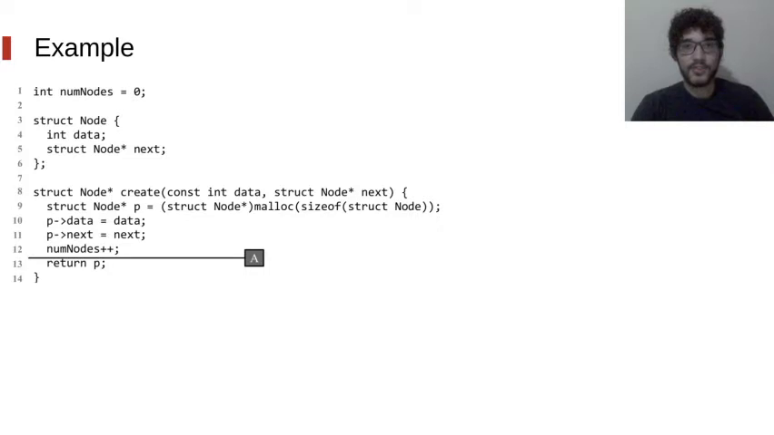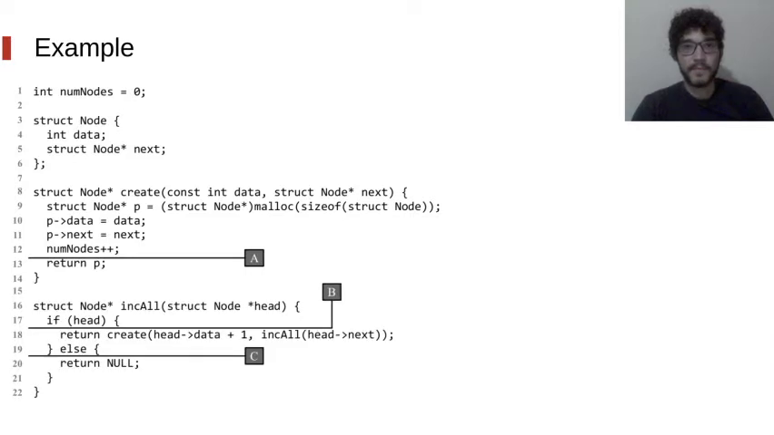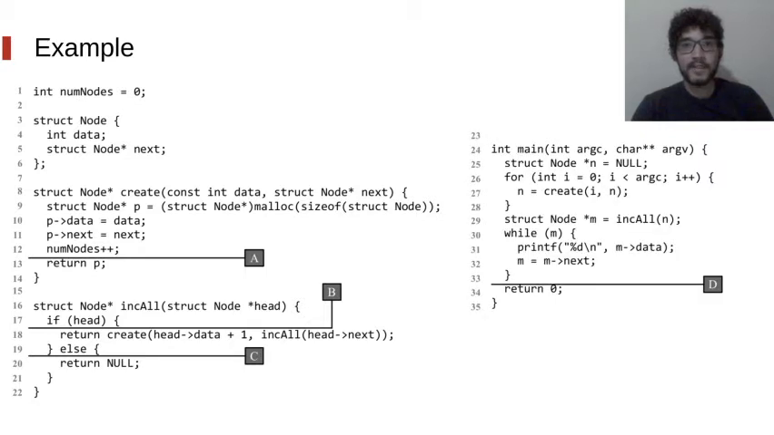Let's now show a program example function by function. In this function create, we can recognize one inspection point, marked as A, right before the return statement. Next, we have a recursive function called incAll, which traverses a list performing some side effects on its nodes. Here we have two static inspection points, B and C. Finally, we have a main function to call the other two, and here we have another inspection point marked as D.